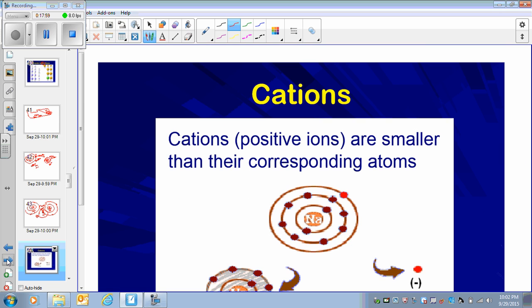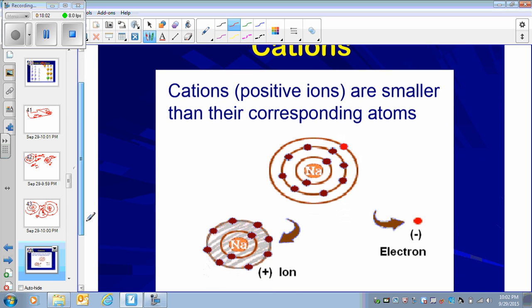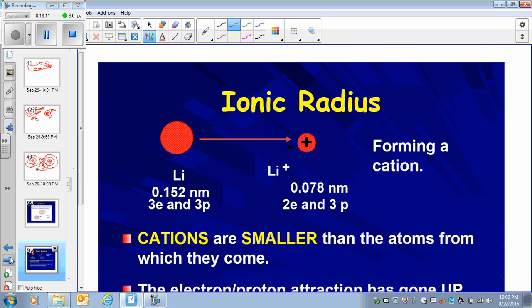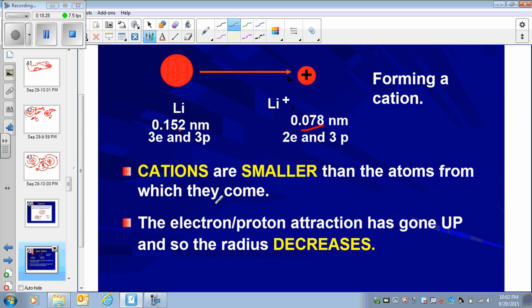So this is the atomic radius trend of atoms as well as ions. It's explaining the same thing that I have drawn before. You see here the size of the lithium atom is much bigger than the size of the lithium ion. This is in nanometers: 0.152 nanometer versus 0.078 nanometer. So it's a huge difference. So cations are smaller than the atoms from which they came. The electron-proton attraction has gone up, and so the radius decreases. You have more protons to pull the electrons inside. So that is the thing.